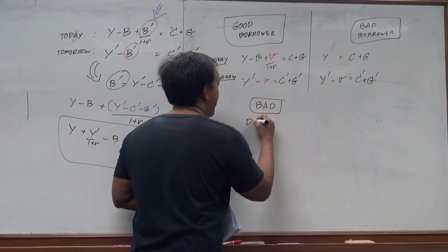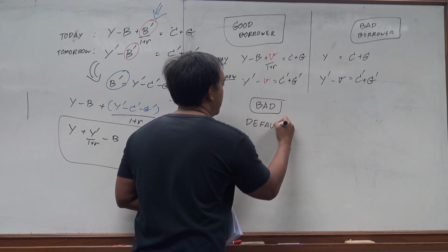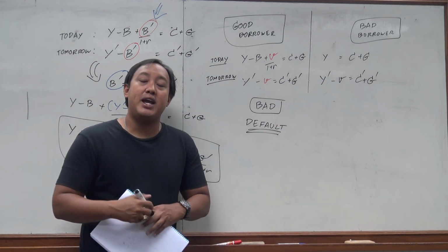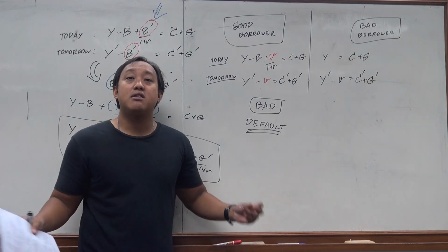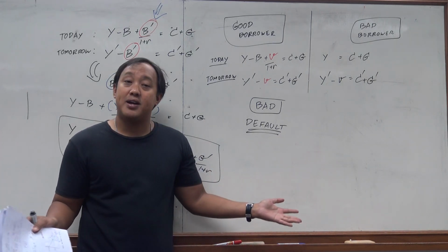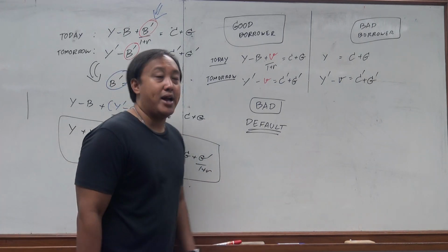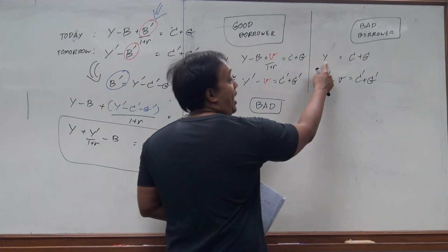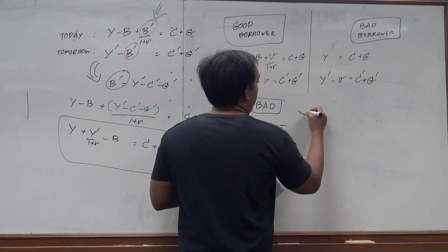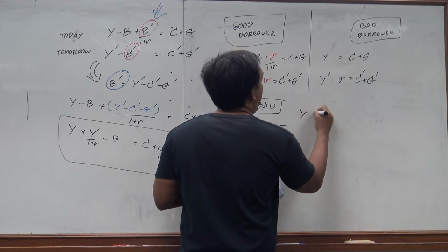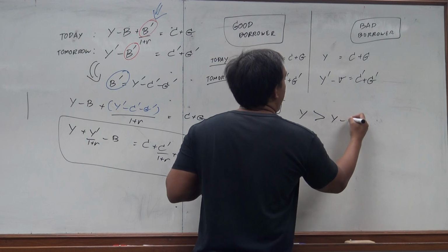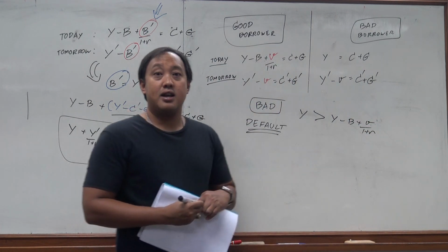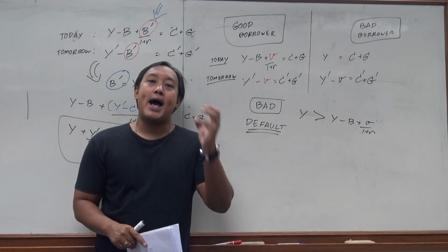Every country is going to default. Default means I don't want to pay back the debt. Every country is going to be a bad borrower if Y is higher than Y minus B plus V prime over 1 plus R. Then the default will happen.